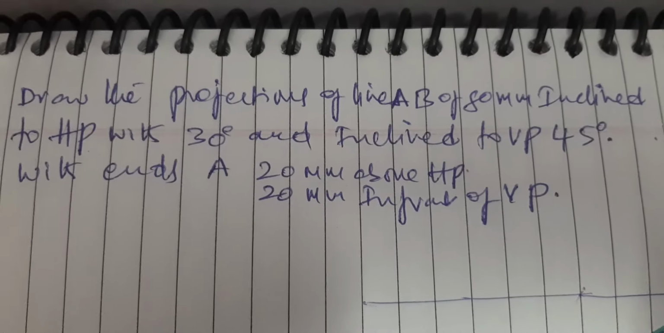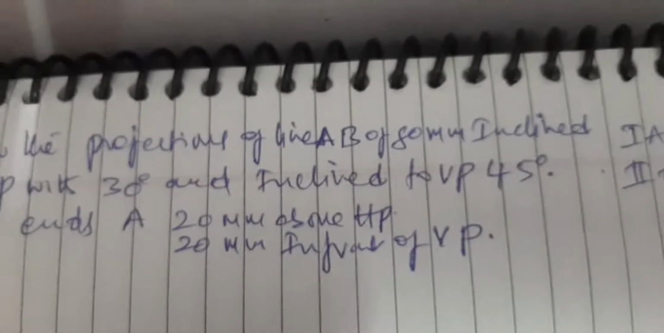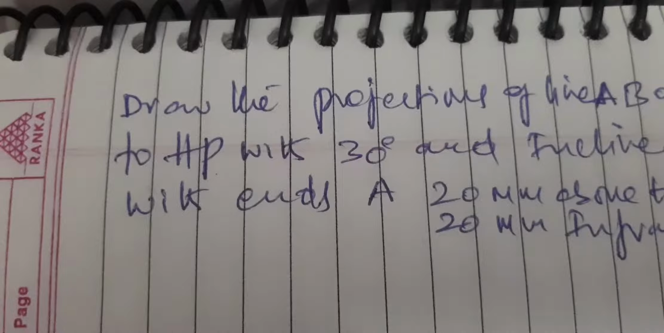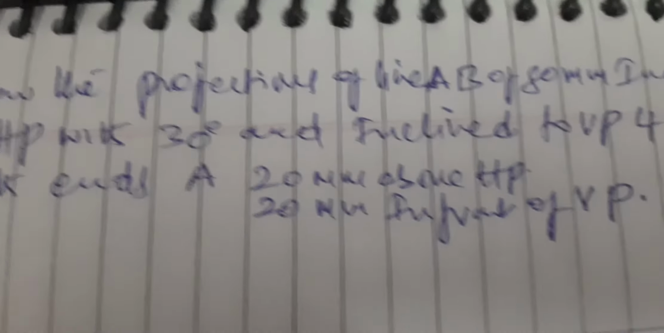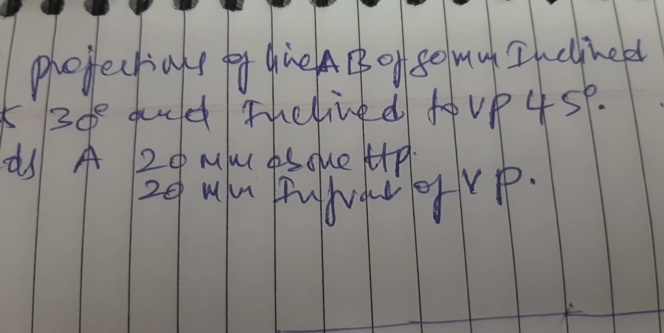Now we'll see the problem based on sixth condition. The problem will be like this. Draw the projections of line 80 mm inclined to HP with 30 degrees and inclined to VP with 45 degrees with the end at 20 mm above HP and 20 mm in front of VP.